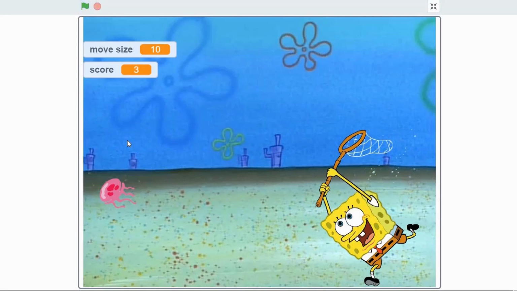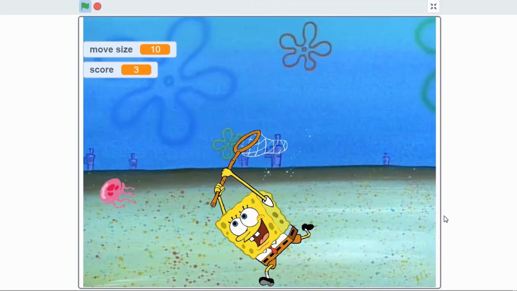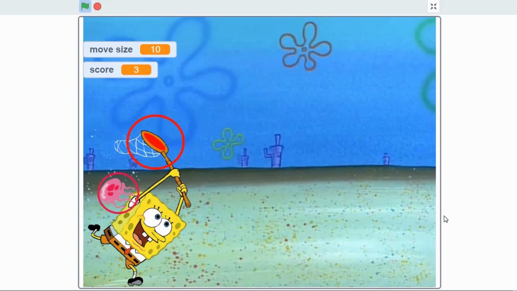So, this game is based on this fancy character here, who we all know and love as Pikachu. Basically, this game is centered around the goal of what Pikachu is known for, which is catching animals.